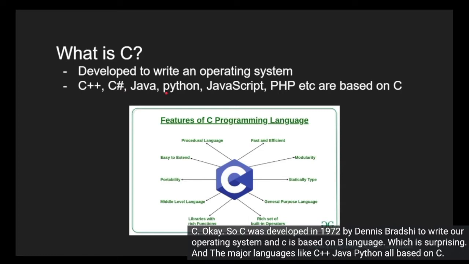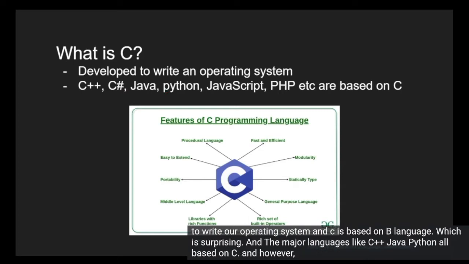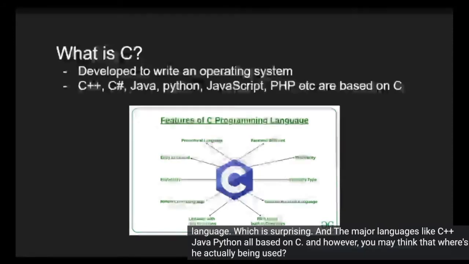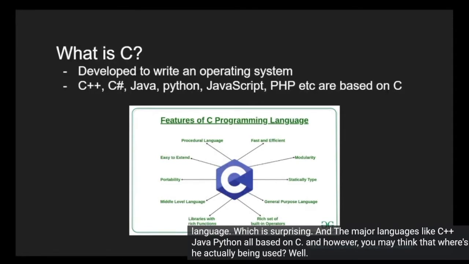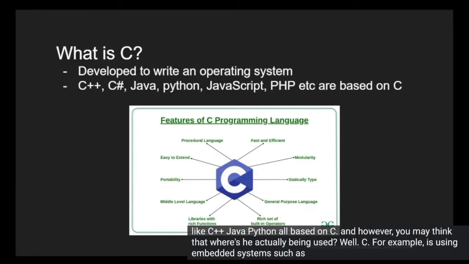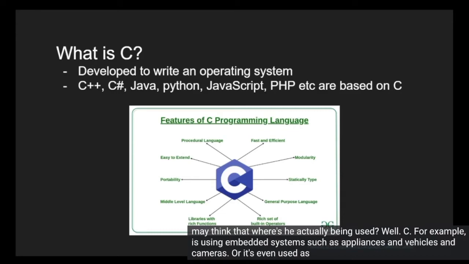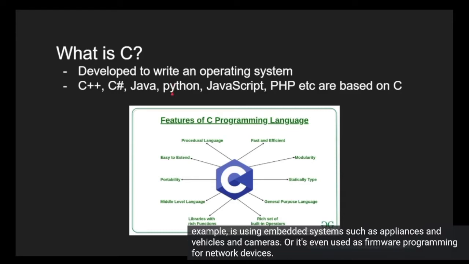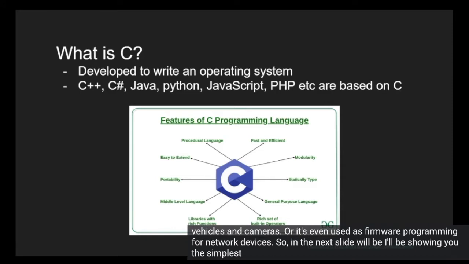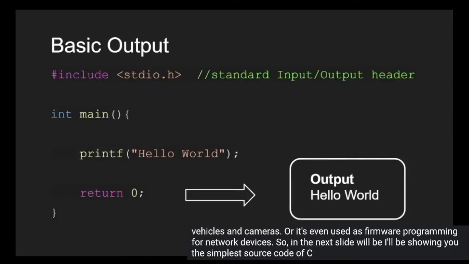However, you may wonder where C is actually being used. Well, C, for example, is used in embedded systems such as appliances and vehicles and cameras, or it's even used as firmware programming for network devices. So in the next slide, I'll be showing you the simplest source code of C language. So it will be like this.